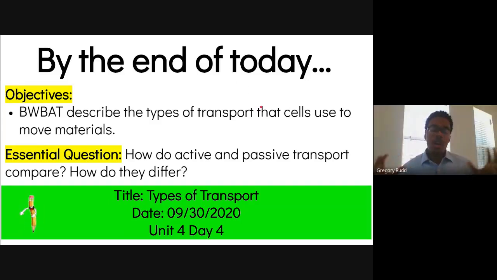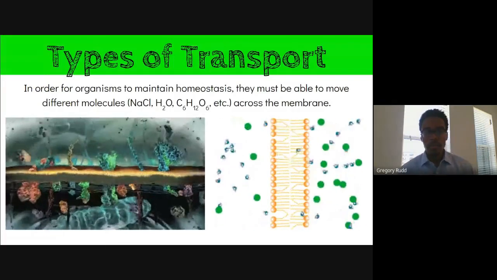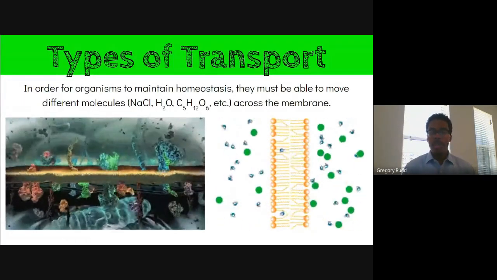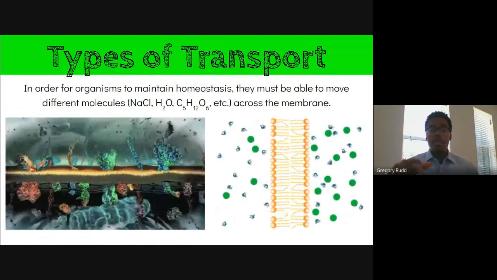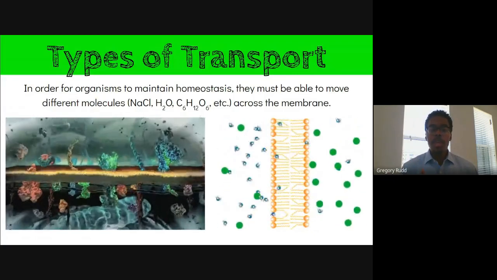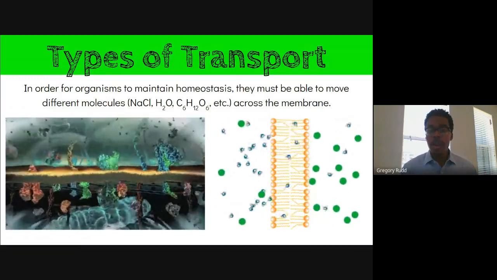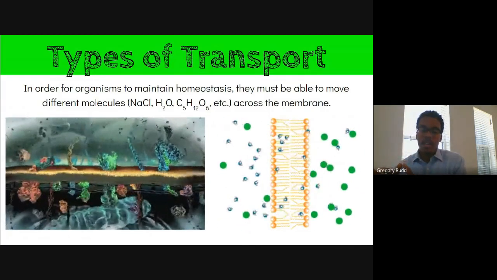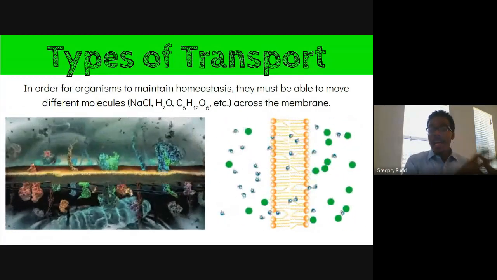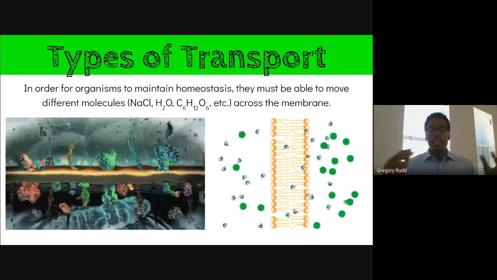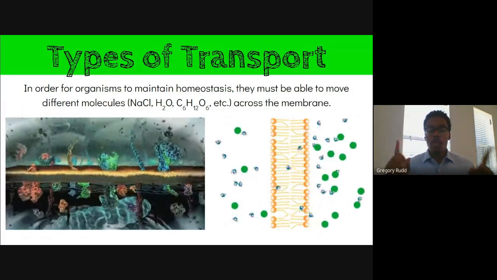Great. So we're talking today about two broad categories of transport, meaning two broad categories of mechanisms that allow cells to move things from the inside of the cell through the membrane to the outside of the cell. And then we'll talk a little bit about the specific types. But as we mentioned yesterday, and as I recapped at the beginning of class today, in order for organisms to maintain homeostasis, they must be able to move different molecules across their membrane. So some molecules need to be in high concentration on the inside, other molecules need to be in high concentration on the outside. So the cell has to be able to balance all of these different concentrations by moving things from one side of the cell to the other.